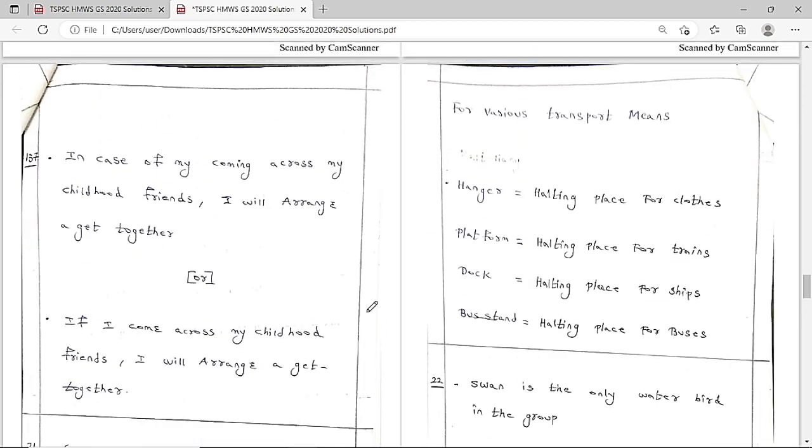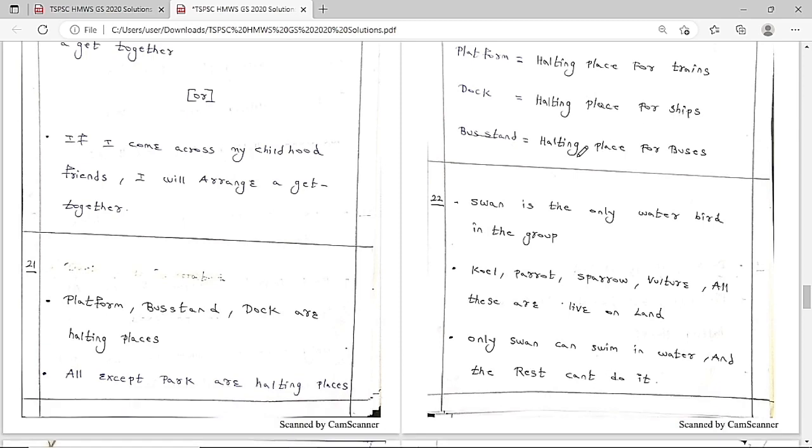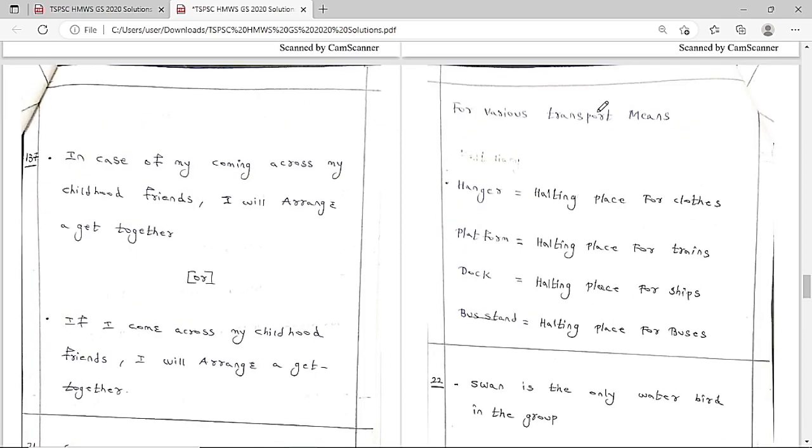So all except park are the halting places for the various transport means. You can see that except park, all the others are halting places for the various transport means.